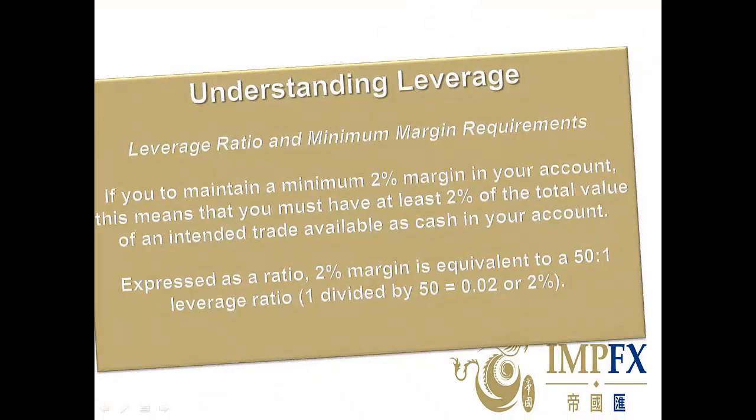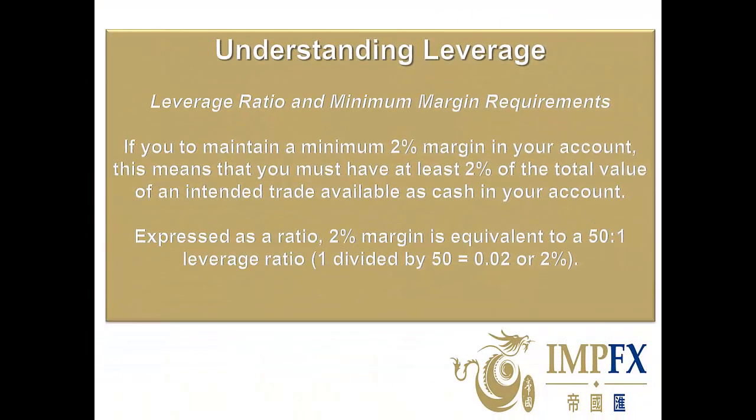So let's look a little bit more deeply into this. Understanding leverage, leverage ratio and the minimum margin requirements. If you maintain a minimum 2% margin in your account, this means that you must have at least 2% of the total value of an intended trade available as cash in your account. Expressed as a ratio, 2% margin is equivalent to a 50 to 1 leverage ratio. So 1 divided by 50 equals 0.02, or 2%.